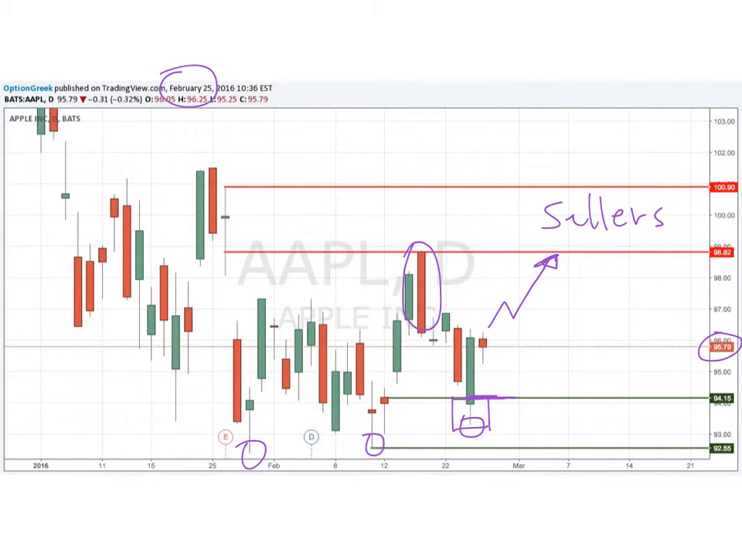Volatility in Apple. The implied volatility is around 27%, so it's actually come down quite a bit, and that means it's fairly quiet, so we don't expect too much action right now in the stock.